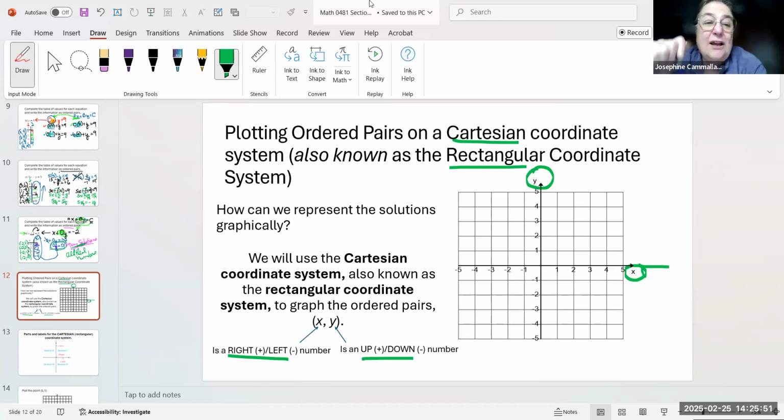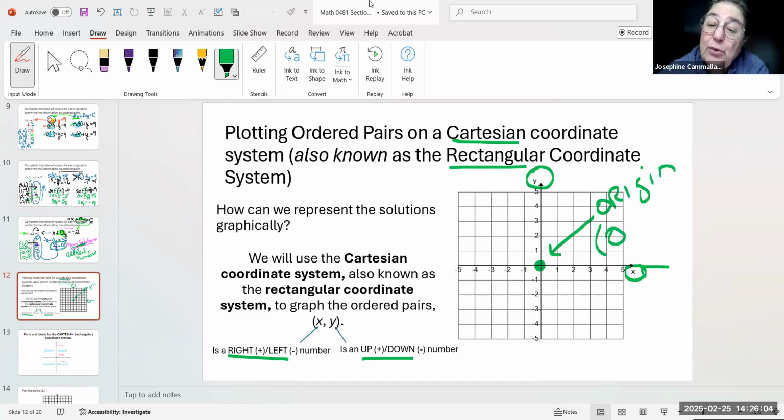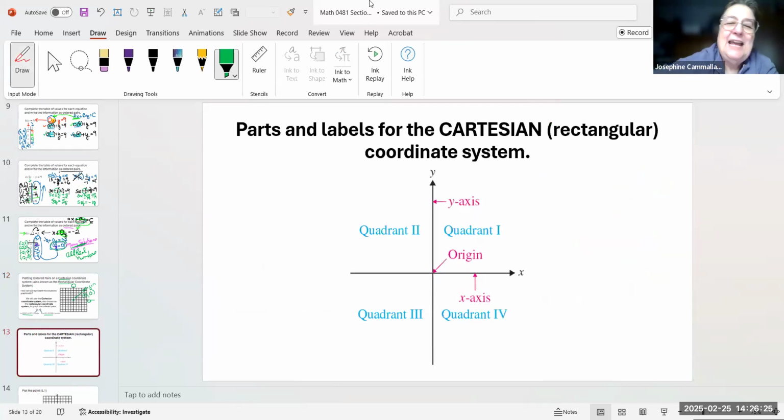Okay? Now, you also have to know this very nice point in the middle. This is known as the origin. This is where we always start. It's 0 for x, 0 for y. Okay. That is most important. Origin. Now, I've had a few students give me another word for it, but it's origin. Now, there's also a couple of other things you're going to have to know.